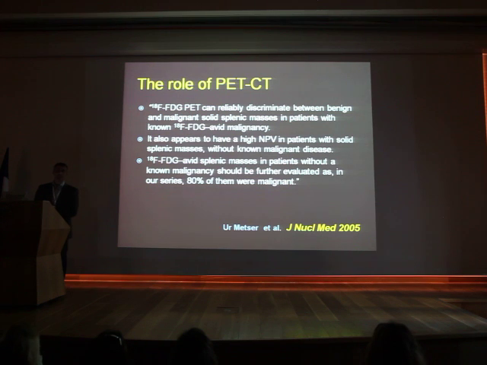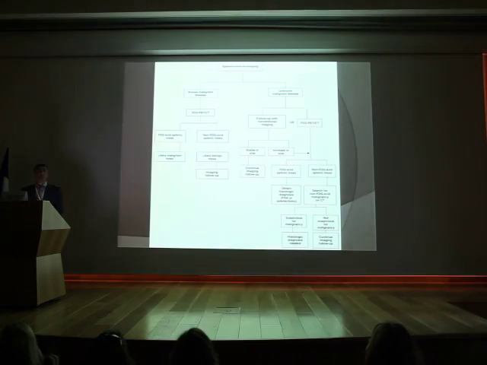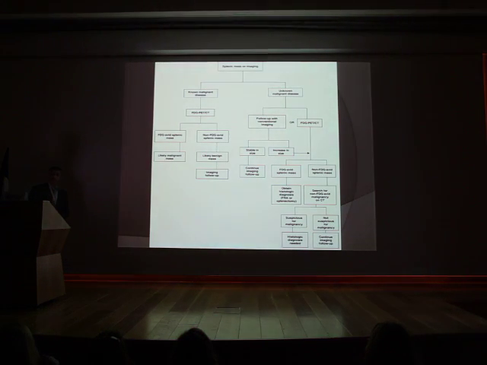So when we do see an FDG-avid lesion in the spleen, after we decided to do the PET-CT, this is suggesting that it might be a malignancy. And FDG-avid splenic masses in patients without malignancy should also be further evaluated because 80% of them are malignant. So the thing is that if we have, and Dr. Metzer suggested the chart that I found very helpful in practice.